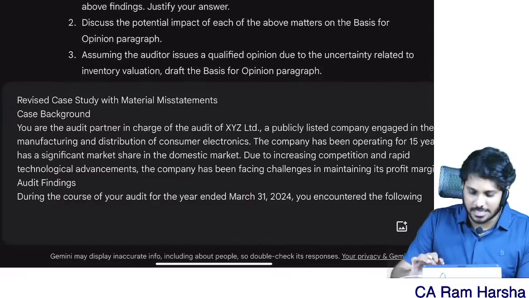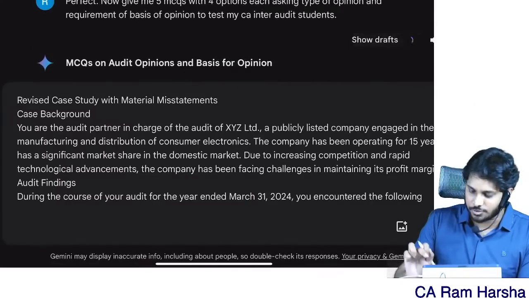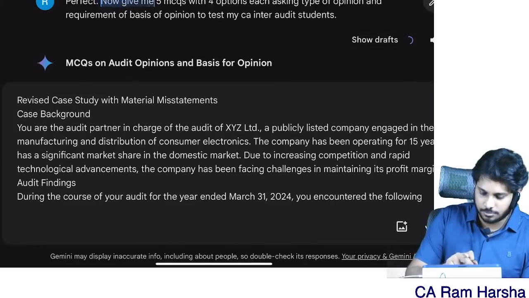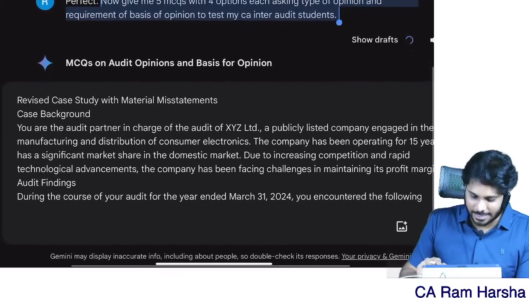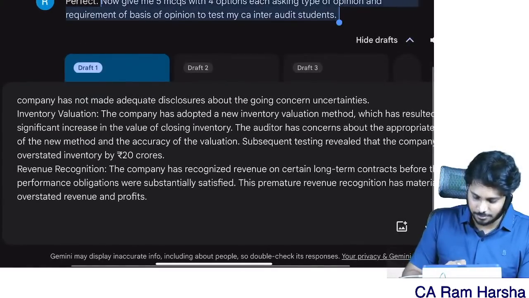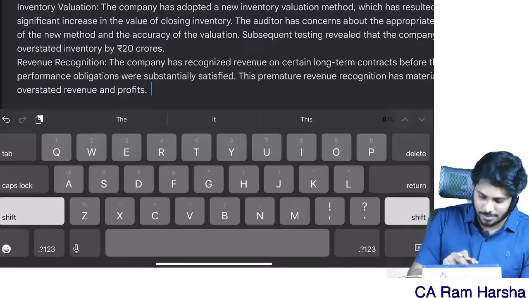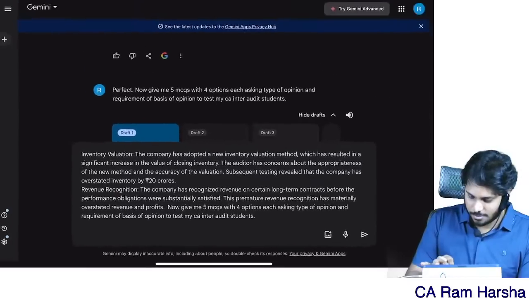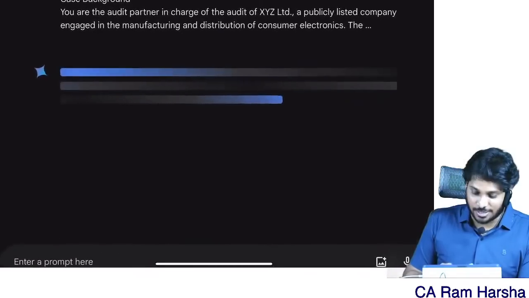So they gave this case study. Now I have asked the question, right? So now give me 4 MCQs. For this case study, as a continuation, I will ask. I don't know whether now it will ask correctly or not.